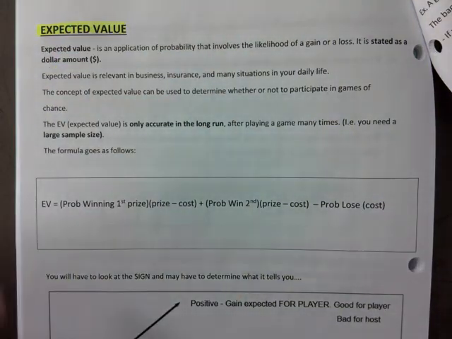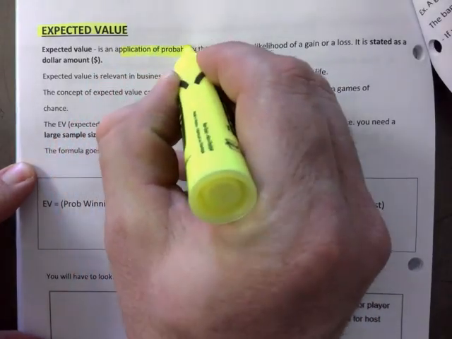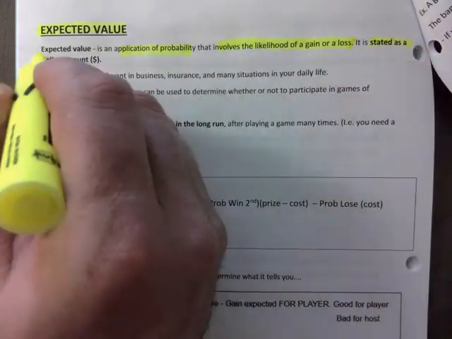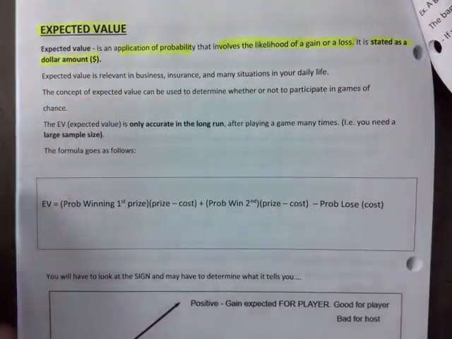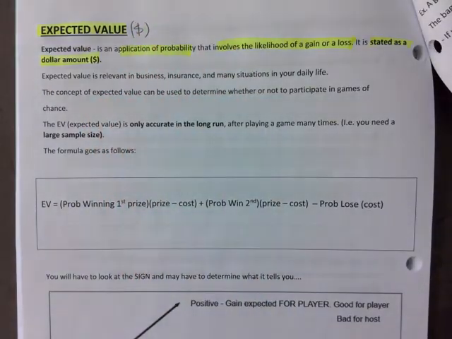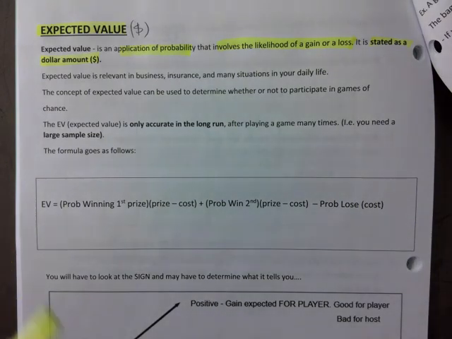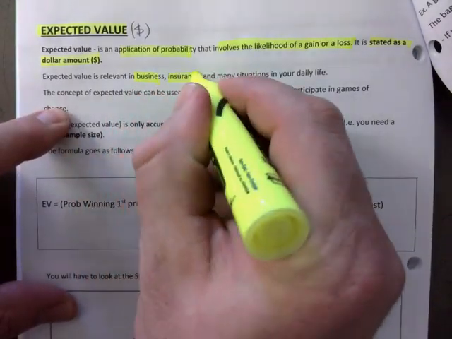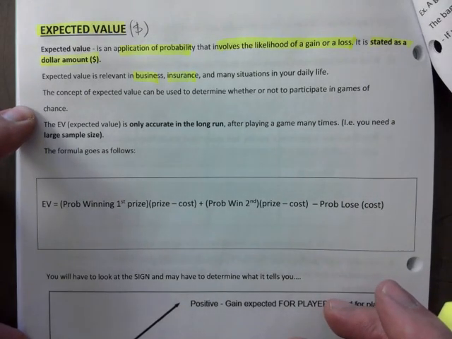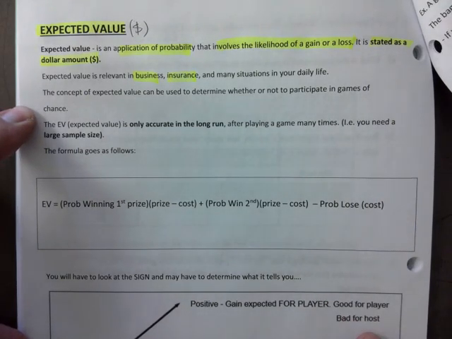Expected value is an application of probability that involves the likelihood of gain or loss, and it's stated as a dollar amount. You have to make sure you understand that expected value, when you answer it, will end up being a dollar amount. It is relevant in business, insurance, and I would say in playing games. It tells you whether or not you stand to gain or lose in the long run.